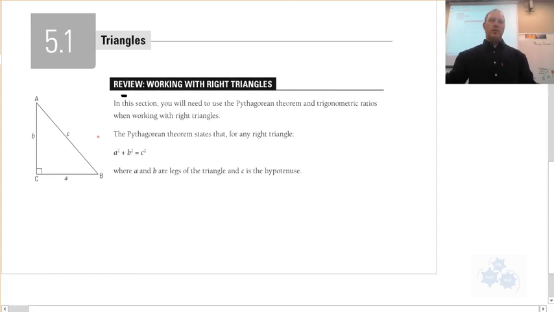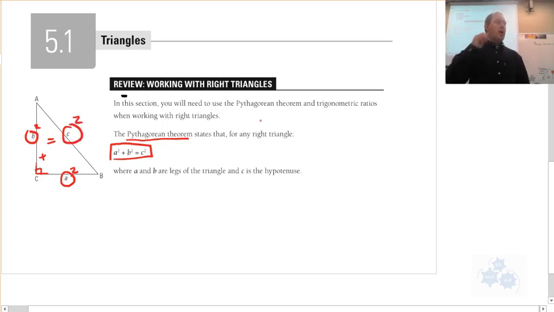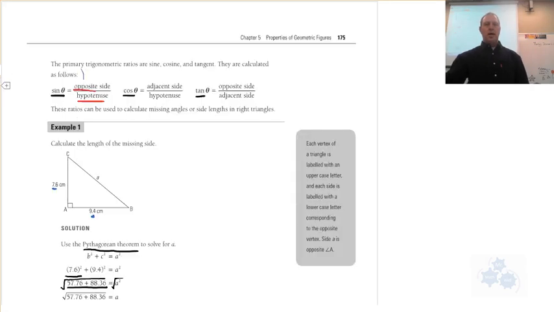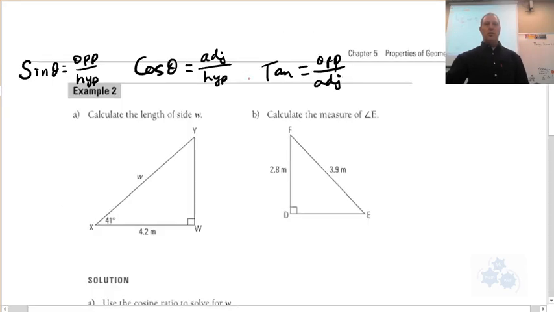One of the things is that a right triangle has a 90-degree angle in it, right? And one of the things that we can do with a right triangle is use the Pythagorean theorem. You all know that one: a squared plus b squared equals c squared, which is the hypotenuse, okay? So Pythagorean theorem, important piece number 1. We also used SOHCAHTOA, okay?